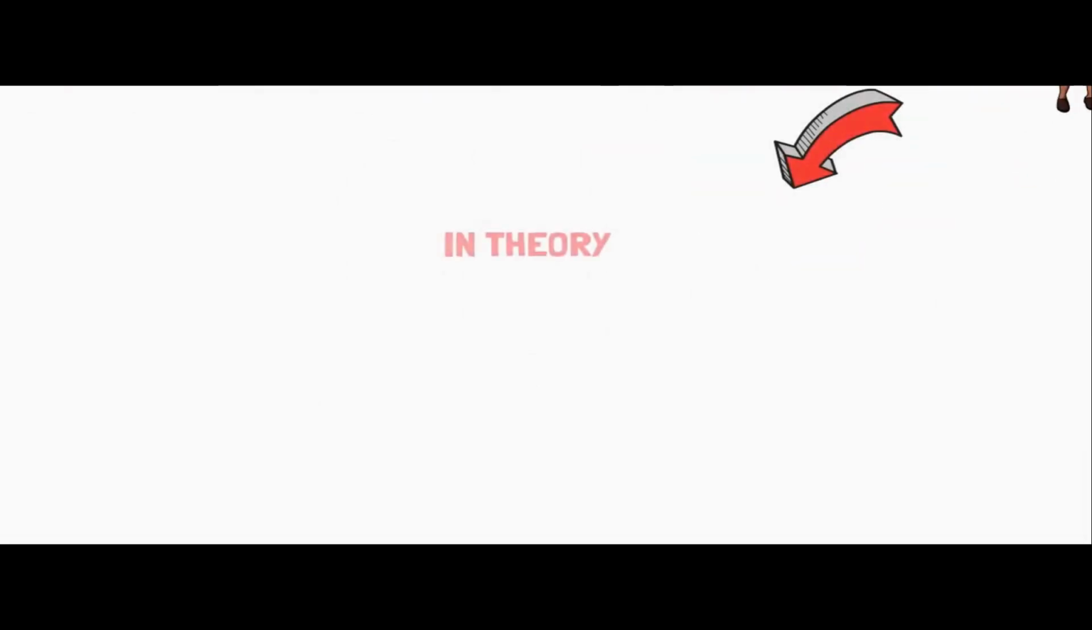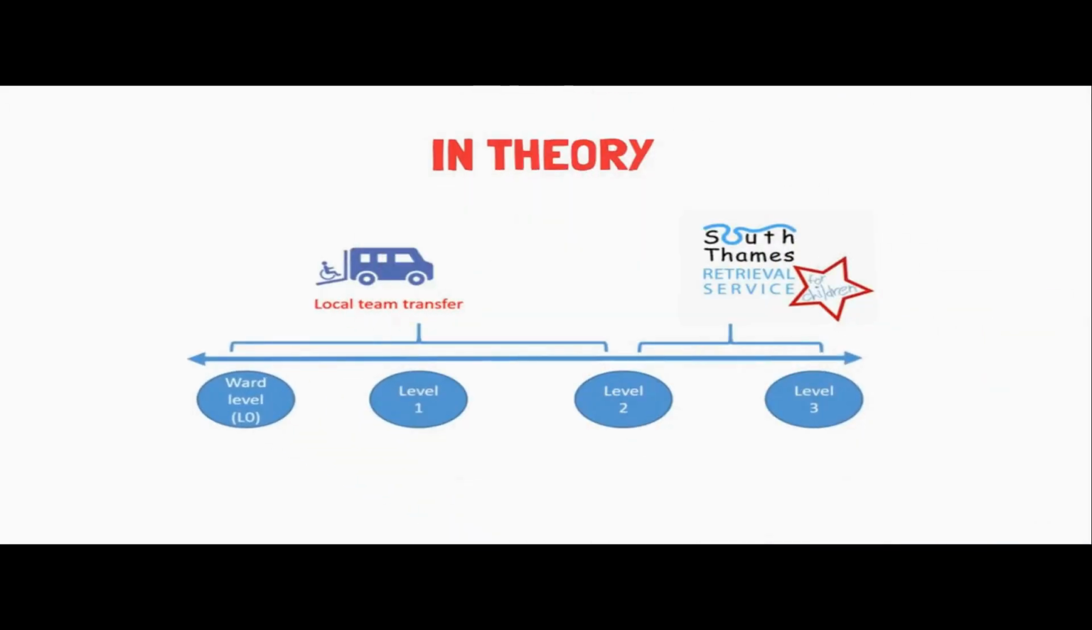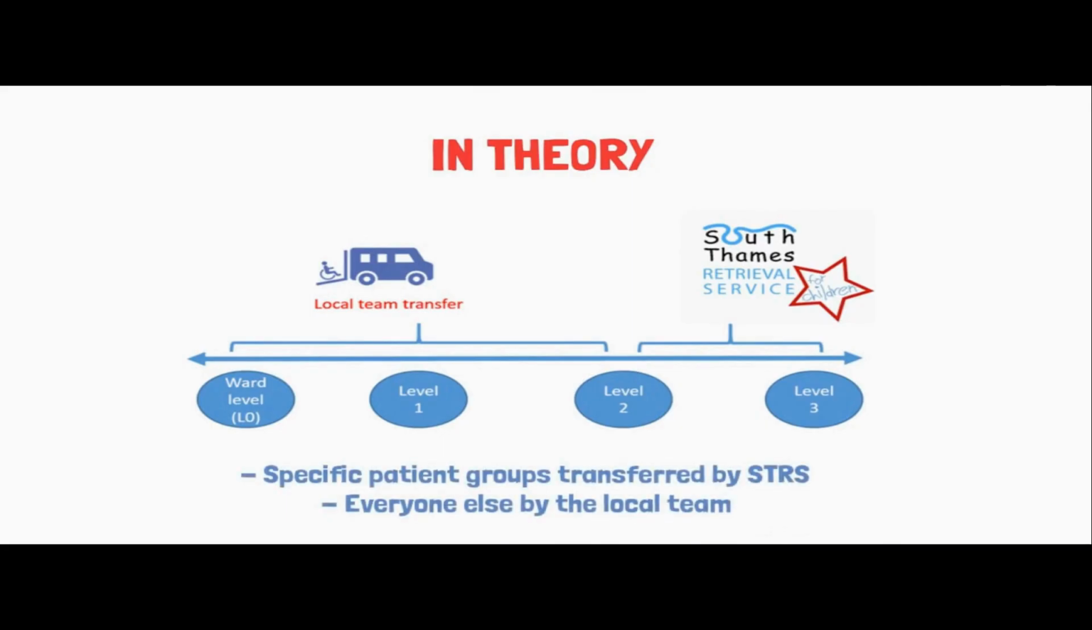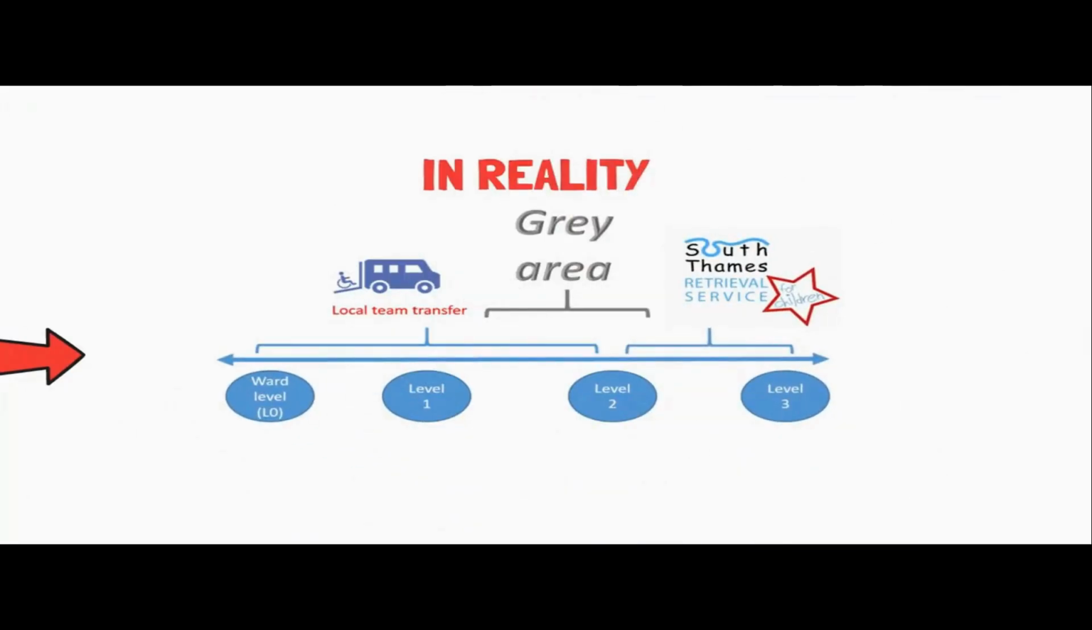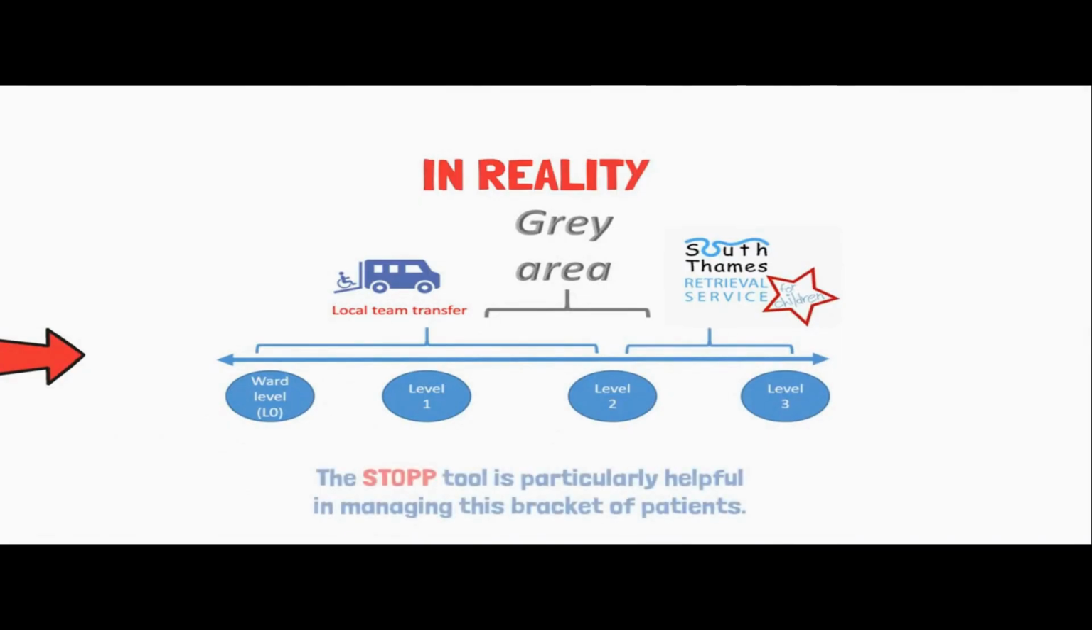In theory, it's nice to imagine that there are specific patient groups that are transferred by South Thames Retrieval Service, and everyone else is transferred by their local team. However, the reality is that there is a very grey area where the patient assessment and decision-making process can be challenging. If the wrong choices are made, then the patient can be put at risk. The STOPP Tool is particularly helpful in managing this bracket of patients.